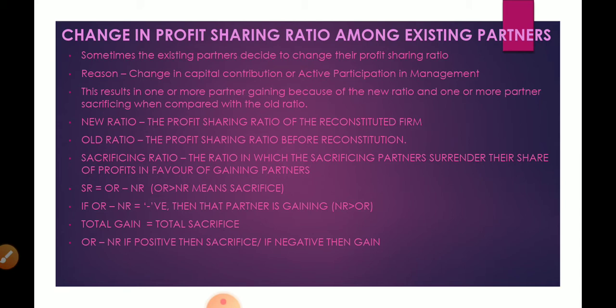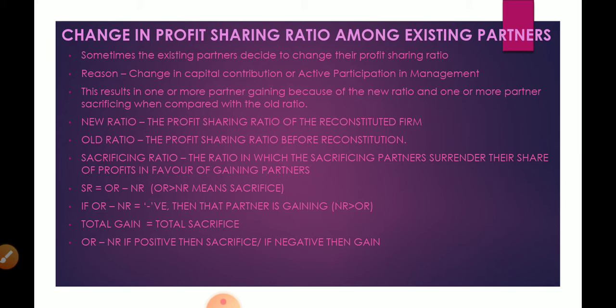Before going further, we have to see what is new ratio and what is old ratio. New ratio is the profit sharing ratio of the reconstituted firm, the ratio in which the new profits will be shared, and old ratio is the profit sharing ratio before reconstitution. Now, sacrificing ratio is the ratio in which the sacrificing partners surrender their share of profits in favor of the gaining partners. This is called sacrificing ratio.